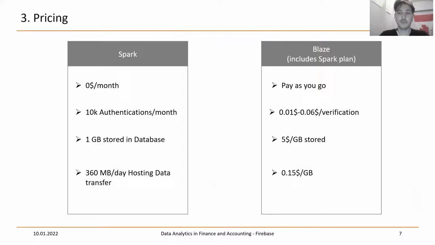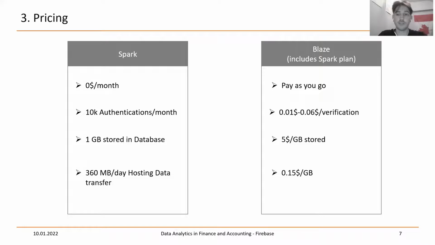Firebase currently has 2 different pricing models, the Spark and the Blaze plan. The Spark plan is the beginning plan or beginner plan, which I, for example, used. You do not have any costs, which is pretty cool. And you have, I think, quite a lot of things that you can get started with. So 10K authentications per month, 1 GB of storage in the database, and 360 MB per day of data transfer when hosting. So if you have a small project to start with, the Spark plan is more than enough.